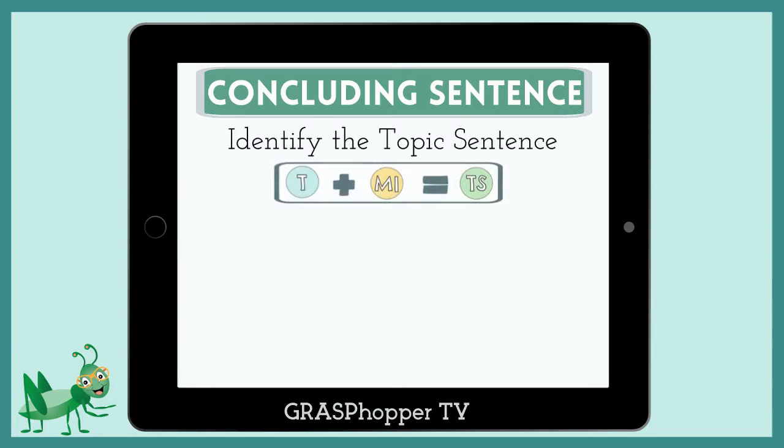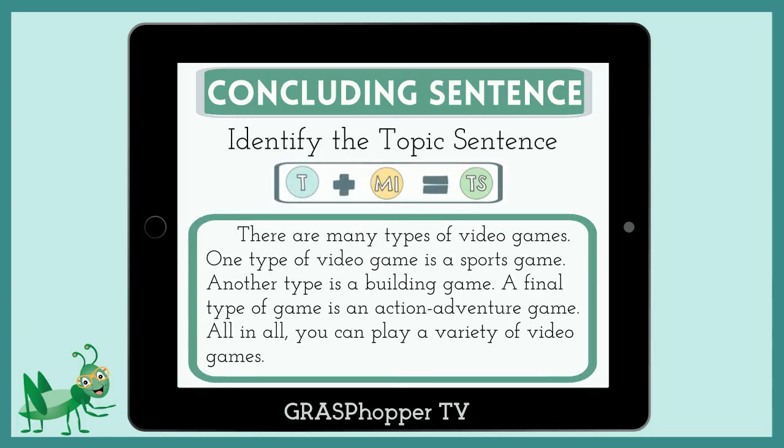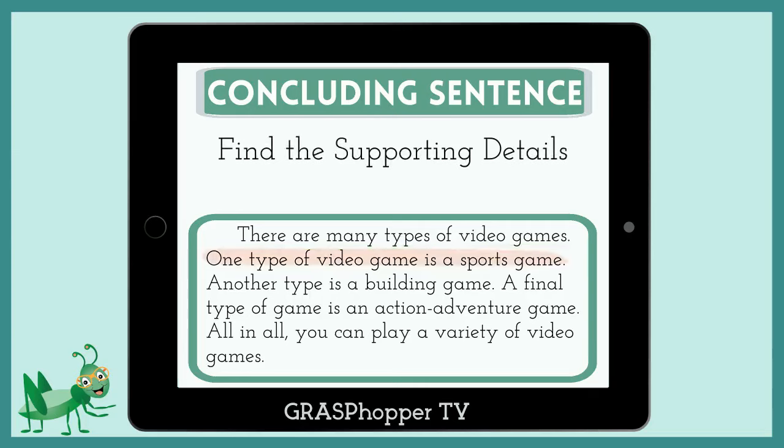Next, we find the topic sentence. We're going to look for a sentence that has both the topic and the main idea of the paragraph. Look! Here is the sentence that combines the topic of video games with the main idea, types of video games. There are many types of video games. This is the topic sentence. After that, we find the supporting details. These are the sentences that connect to the topic sentence. As you can see here, there are three supporting details that each give new and on-topic information.